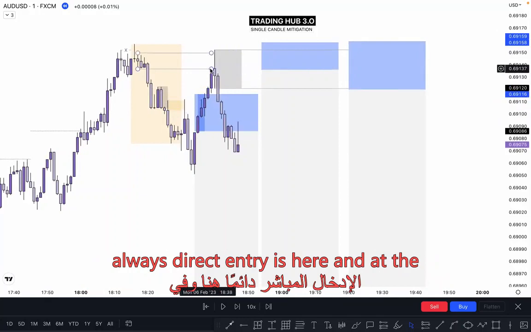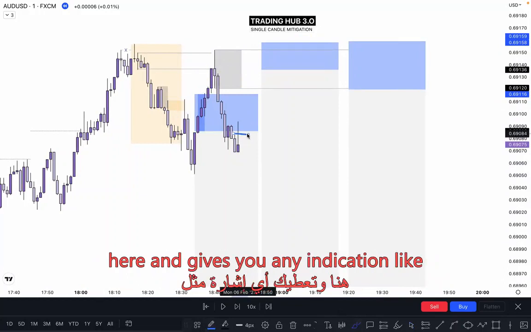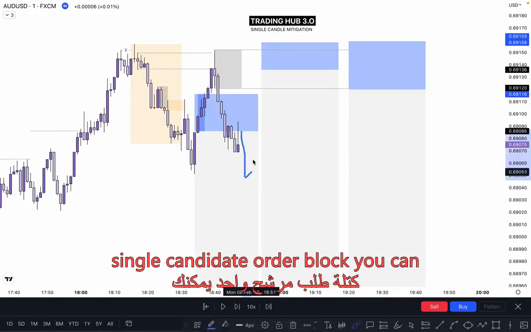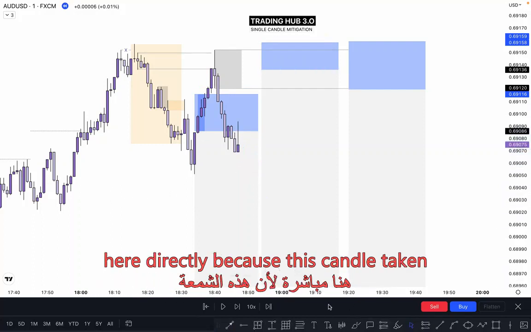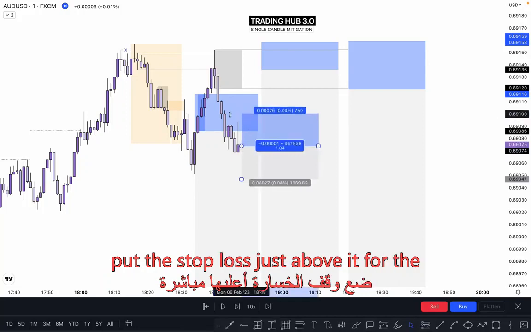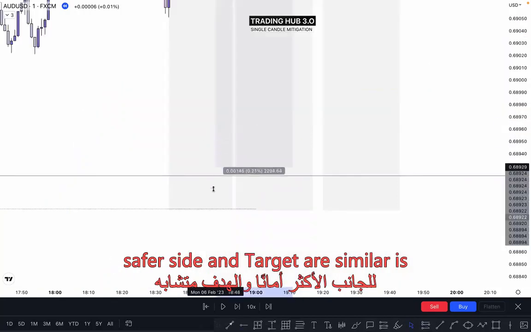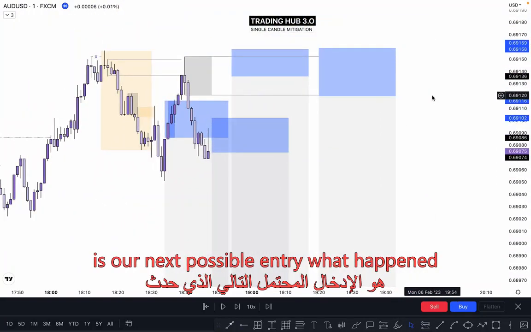Okay, the direct entry is always here, and at the current price section, as you can see here, the candle has taken out the liquidity and gives you an indication like a single candle order block. You can sell here if you are willing to sell directly, because this candle has taken out the liquidity. Simply sell here, put the stop loss just above it for the safer side, and the target is similar, here at this point, correct? So this one is our next possible entry.